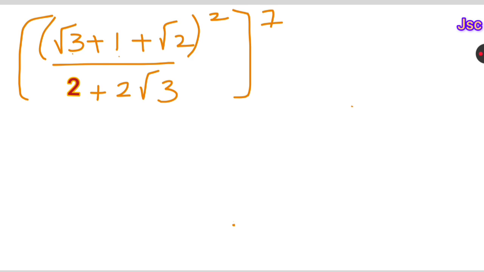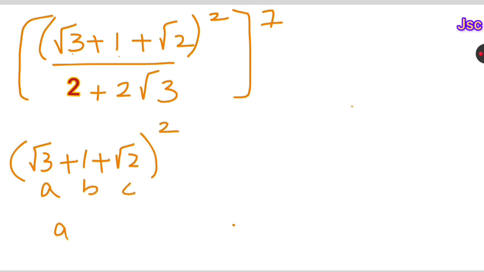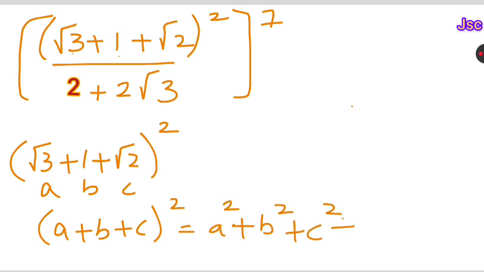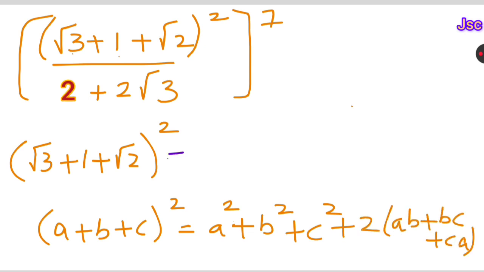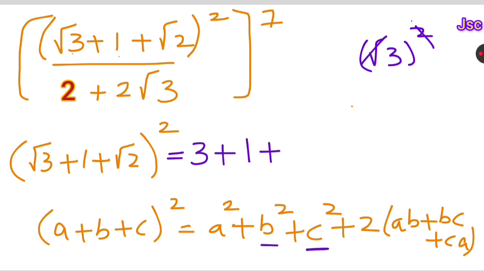We will do this numerator, which we have, root 3 plus 1 plus root 2 whole raised to power of 2. So here we have 3 terms. So a plus b plus c whole square, the formula is a square plus b square plus c square plus 2 times (ab plus bc plus ca). The first step is a square, that is root 3 whole square, which is nothing but only 3. So let's write 3 plus b square is 1 square which is 1, plus c square, that is root 2 whole square, which is nothing but 2 only. 3 plus 2 is 5, 5 plus 1 is 6.